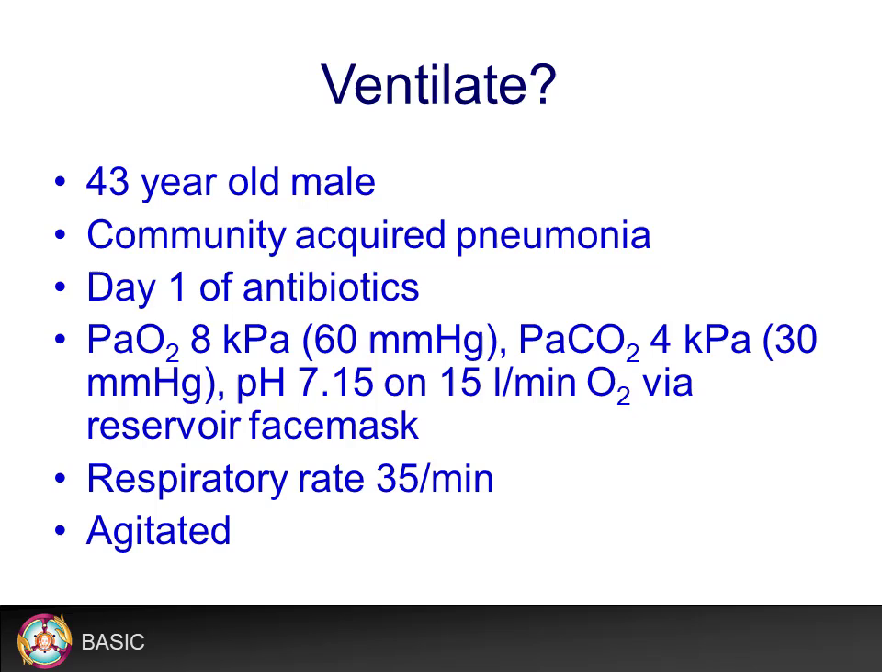The first is a 43-year-old male with community-acquired pneumonia who was started on appropriate antibiotics the previous day. On 15 liters per minute of oxygen via a reservoir mask, his arterial blood gases show a PO2 of 8 kilopascals, 60 millimeters of mercury, PCO2 of 4 kilopascals, 30 millimeters of mercury, and a pH of 7.15. His respiratory rate is 35 per minute, and he's agitated. Should he be ventilated? Decide what you would do. I'll give you a minute to think about it.